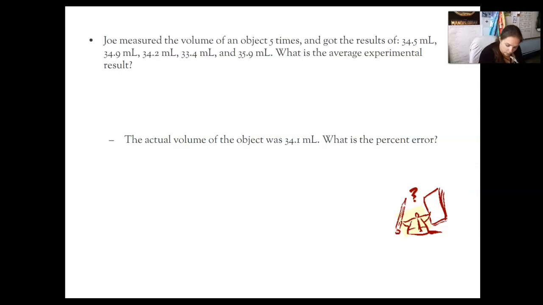So I'm going to write down mine. It's going to be right there. 0.147. Remember, because of rule 3, those two don't count for sig figs. I'm going to times that by 100. And I'm going to get 1.47%. There was a 1.47% error.